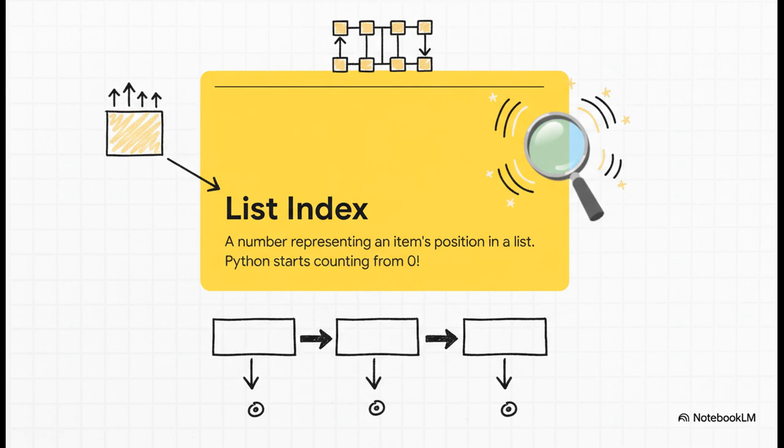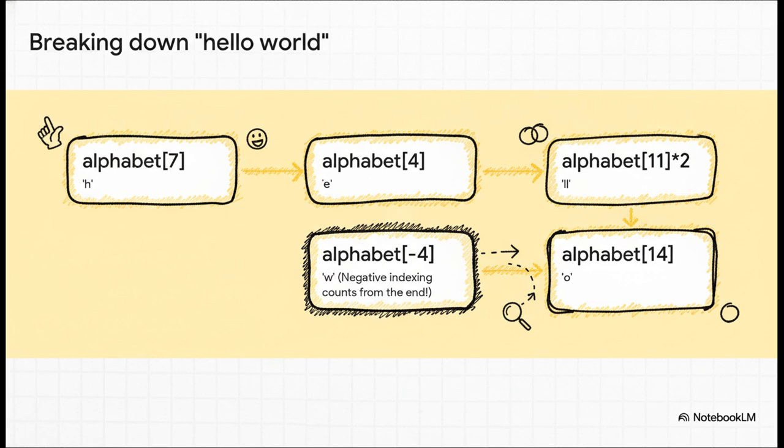Okay, now before we dive into the really tricky stuff, we've got to lock in one absolutely critical concept, the list index. Just think of it like a street address for every single item in a list. But, and this is the big one, the thing you have to remember, Python starts counting from 0. It's a zero-index language. That means the first item is at position 0, the second is at 1, and so on. Seriously, getting this down is the key to, well, everything that comes next. So let's actually see this in action.